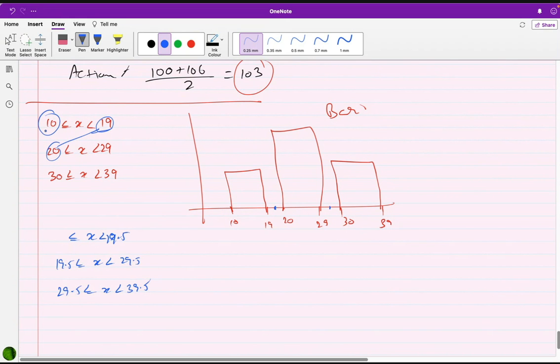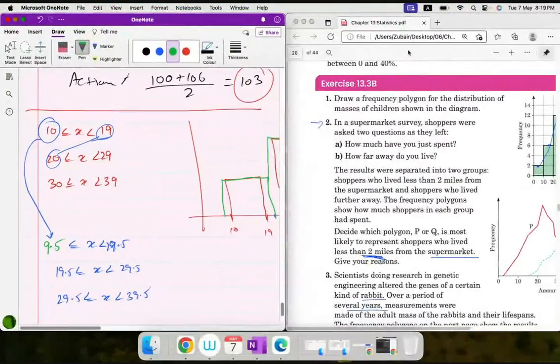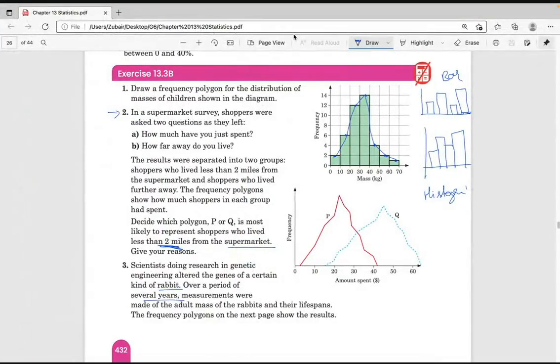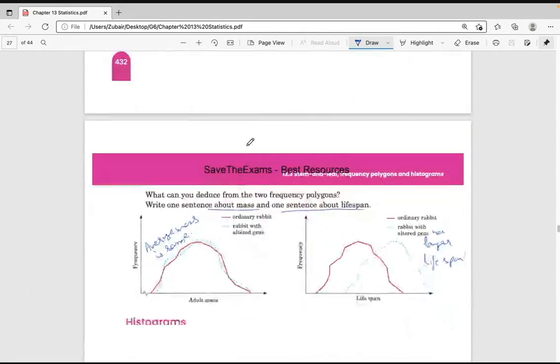And what should I write in place of 10? You will write 9.5. So this would look like this. So the only major difference between bar graph and histogram is the gap. Everything else stays the same: mean, median, mode, height, frequency, and the nature of questions.